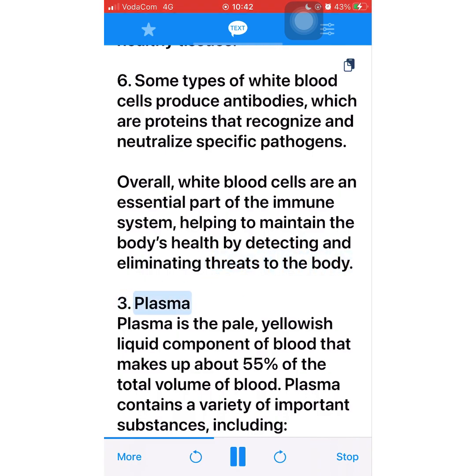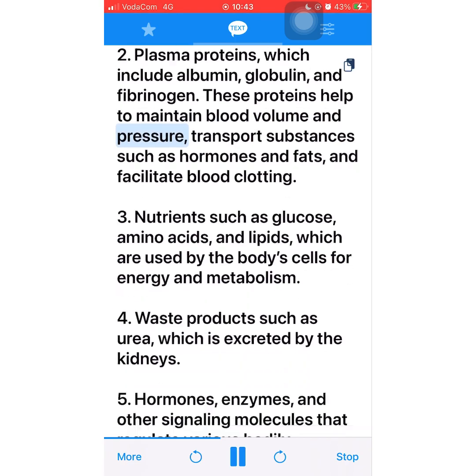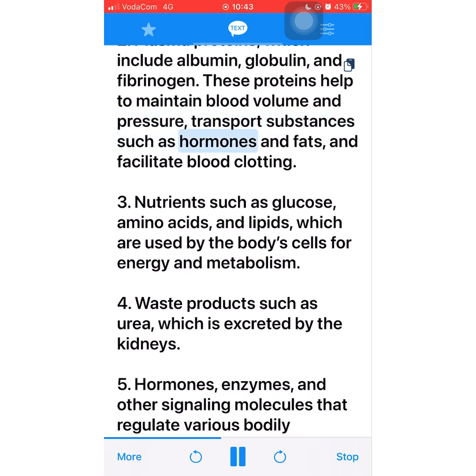3. Plasma. Plasma is the pale, yellowish liquid component of blood that makes up about 55% of the total volume of blood. Plasma contains a variety of important substances, including 1. Water, which comprises about 90% of plasma volume. 2. Plasma proteins, which include albumin, globulin, and fibrinogen. These proteins help to maintain blood volume and pressure, transport substances such as hormones and fats, and facilitate blood clotting.